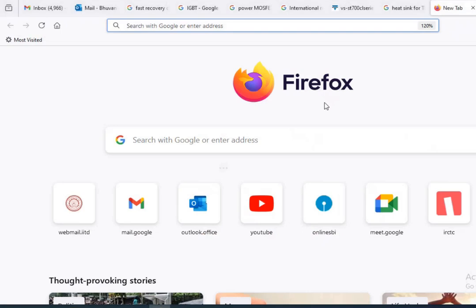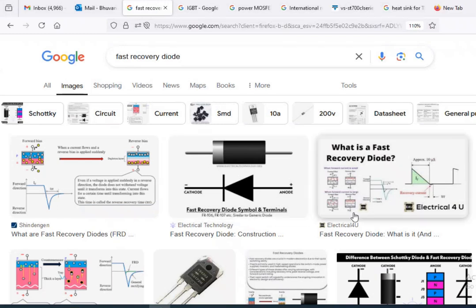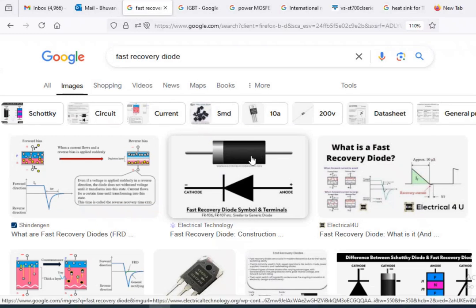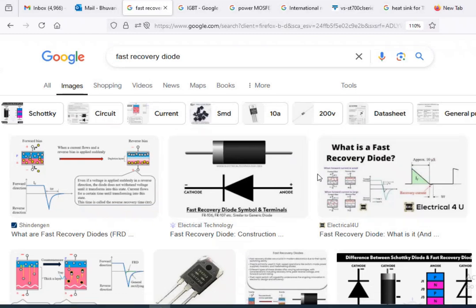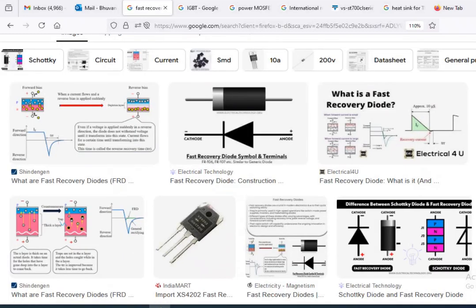So let me show some of the devices that are available in the market. I just wanted to show you. This is typically a fast recovery diode. And you can see this is one of the fast recovery diodes that is available in the market. So you have only two terminals. One will be cathode. So this white color ring will be cathode and the other one will be anode. So this is typically a diode. So you can see one more diode here also. This is also a diode that we are looking at.